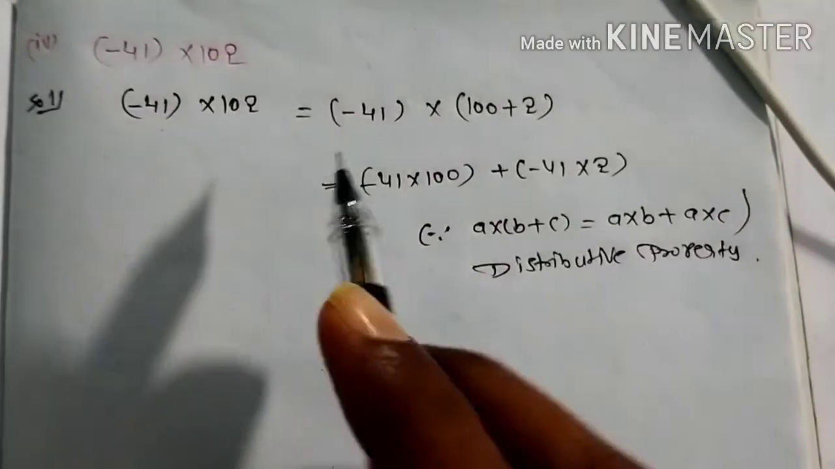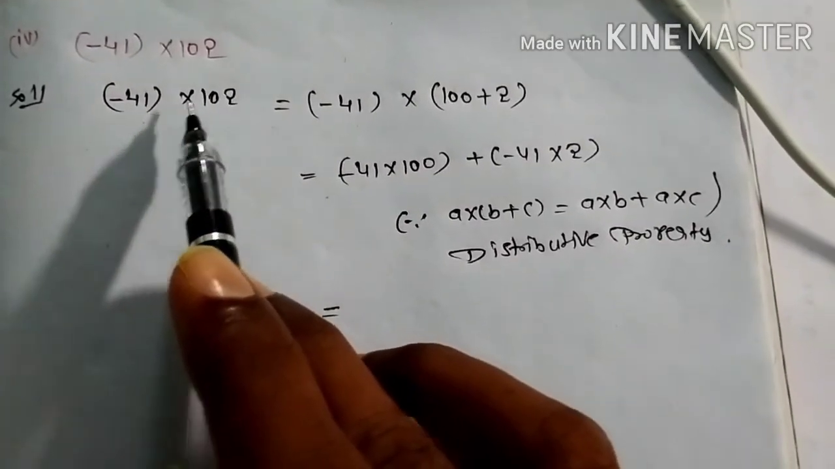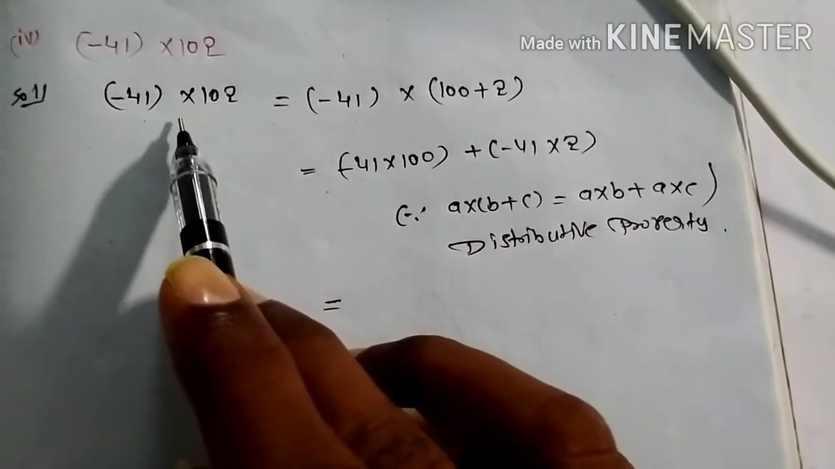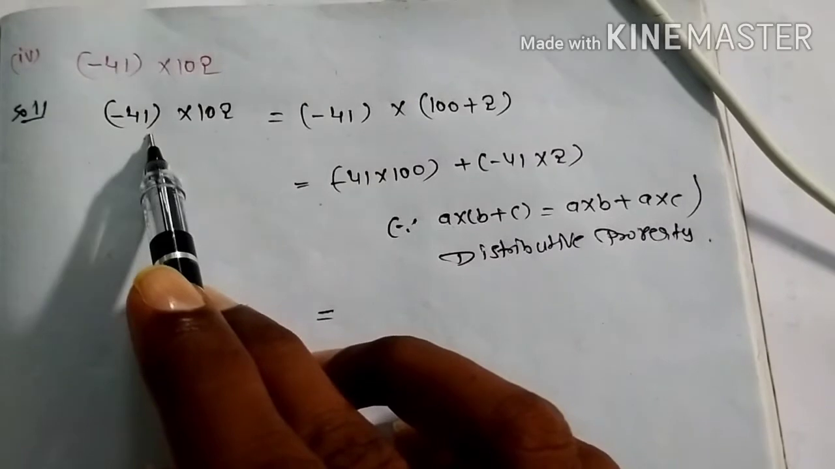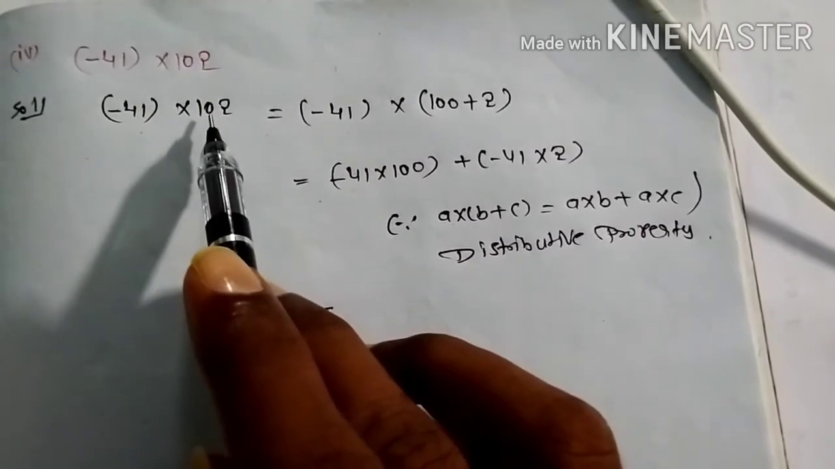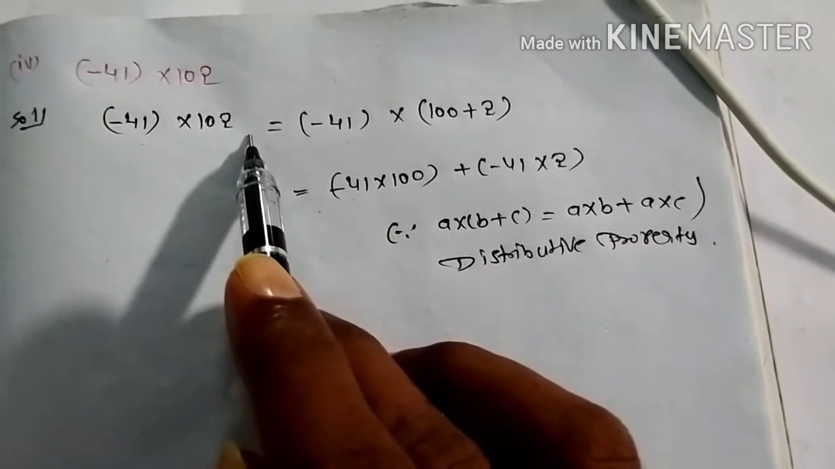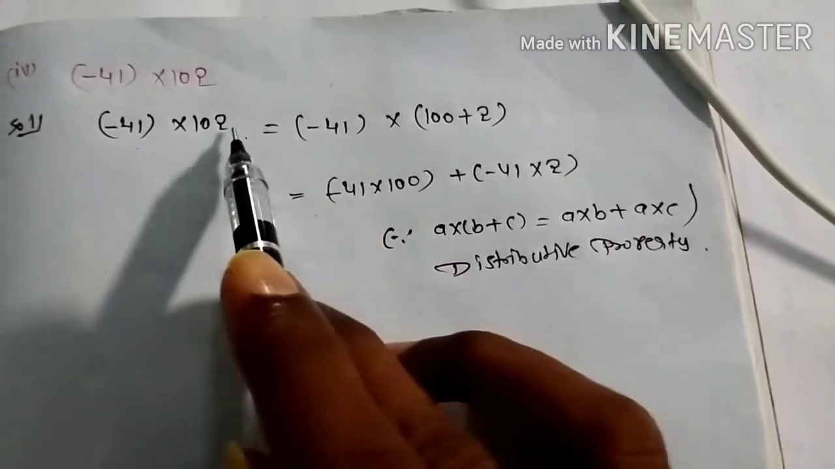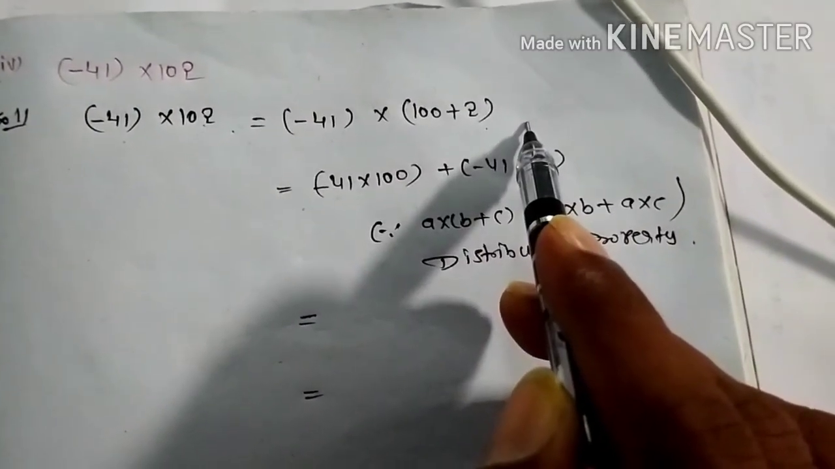So you can see another problem. Minus 41 into 102. See, if you are doing the direct product, it will take some more time. Instead of that, you can use the properties which you know. If you want, you can write 40 plus 1, or if you want, you can write 100 plus 2. Which is the better one? 100 plus 2 is the best one to do the product. So I am writing here minus 41 into 102 can be written as 100 plus 2. Is it okay? I hope you understood this one.